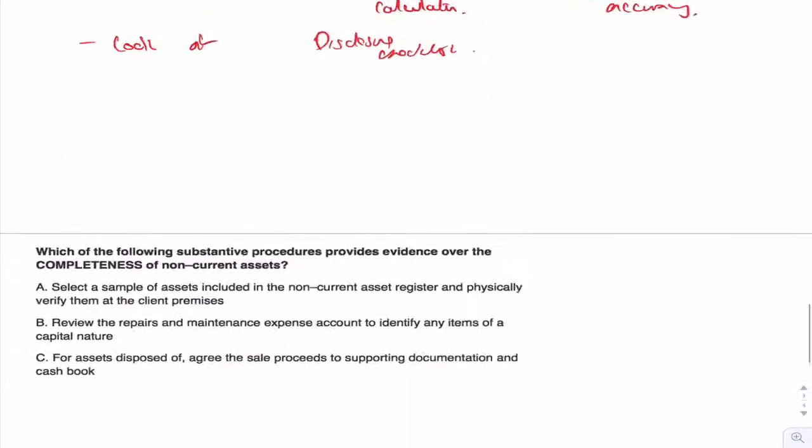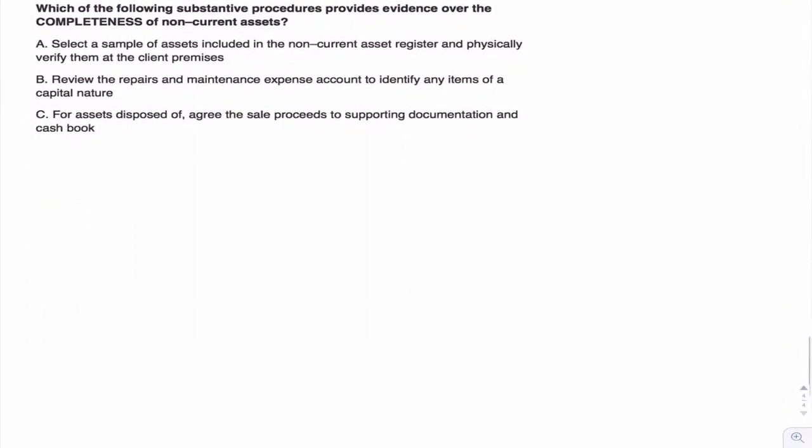One final thing I wanted to do with you, have a look at this question with me. Which of the following substantive procedures gives evidence of completeness? So let's have a look at the first one. You select a sample of assets in the non-current asset register and you verify them. So if you're verifying them, are you checking completeness or are you checking that they exist? And I'm hoping you're saying I'm just checking they exist.